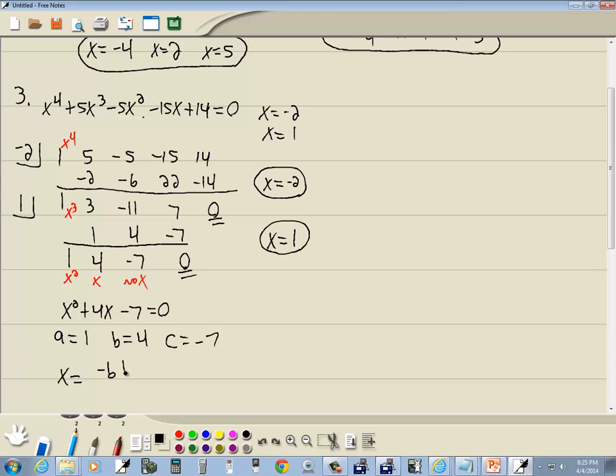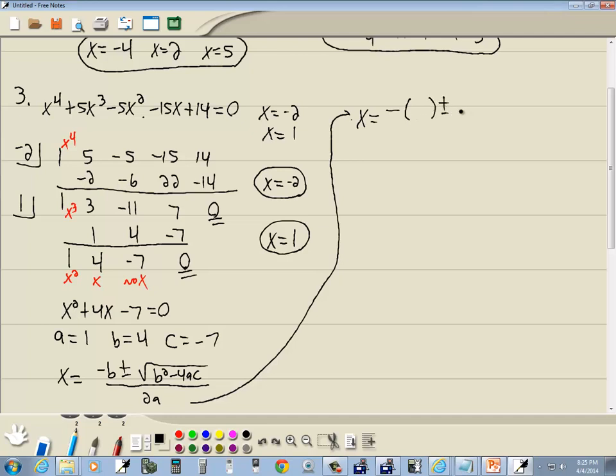Quadratic formula is negative b plus or minus square root of b squared minus 4ac all over 2a. Probably find it easier to plug in parentheses everywhere you have a variable before you plug in your numbers. So I got negative b plus or minus square root of b squared minus 4 times a times c all over 2a. Well, b we said was 4, so everywhere I have a b, I'll put in 4. A we said was 1, so everywhere I have an a, I'll put in 1. And c we said was negative 7, so everywhere I have a c, I'll put in a negative 7.